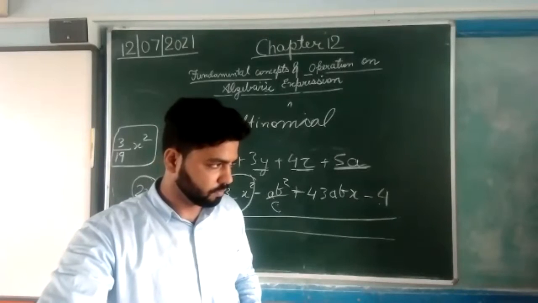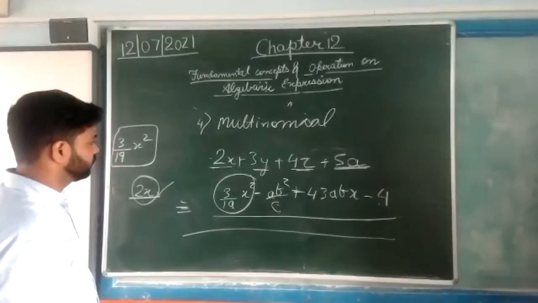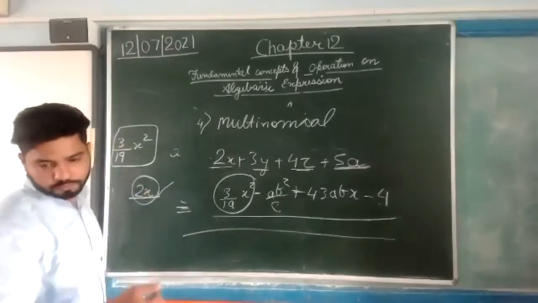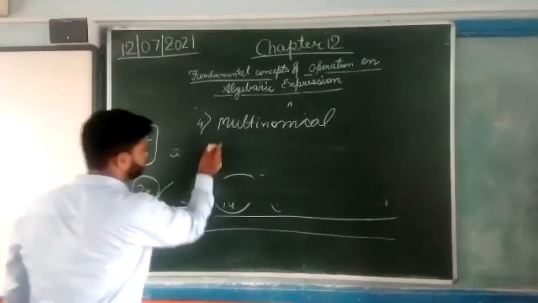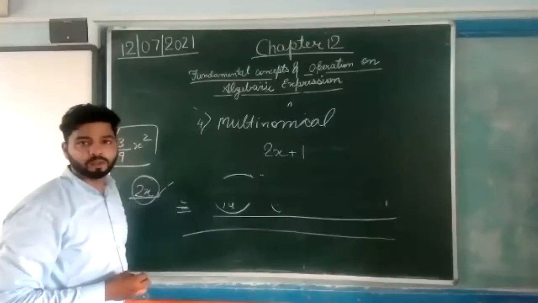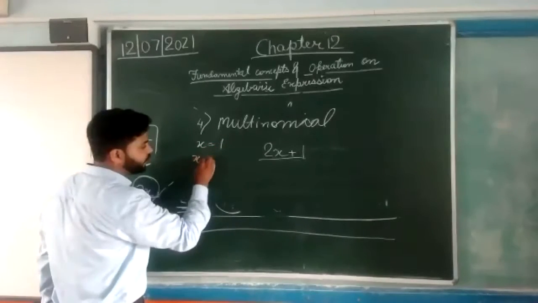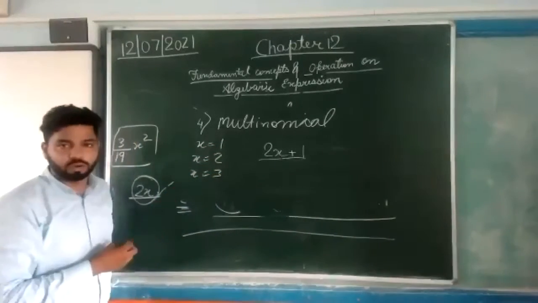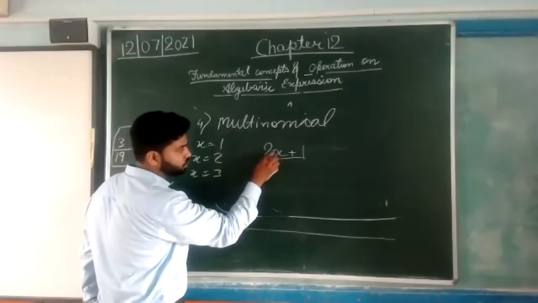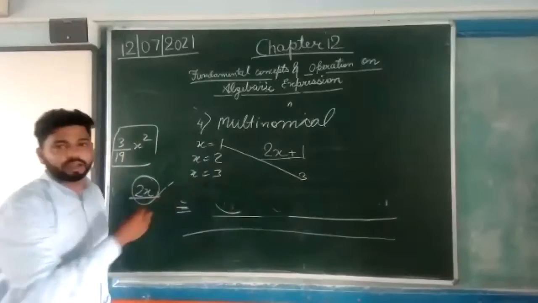In the variables definition it is given that we may give any value to a and get the corresponding value of p. So what is the meaning of corresponding value? Corresponding means, let's suppose you have the expression 2x plus 1, and you have to find the value of the expression. Suppose x is equal to 1, x is equal to 2, and x is equal to 3. We take the value of x as 1, so 2 into 1 plus 1 is 3.